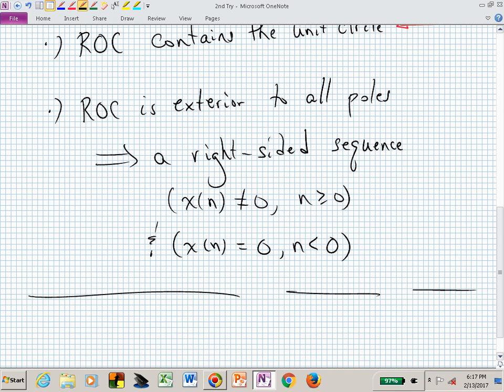Question? We're not going back, but go ahead. The question was going back to the left-sided sequence. Yes.